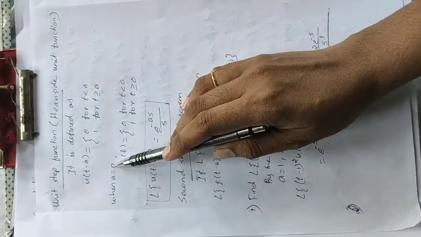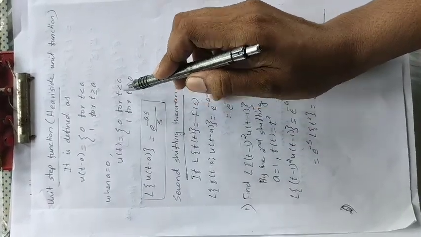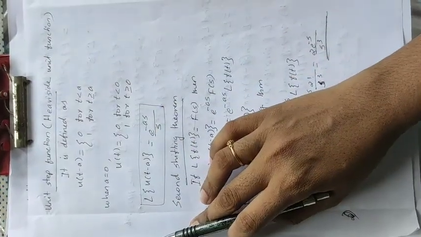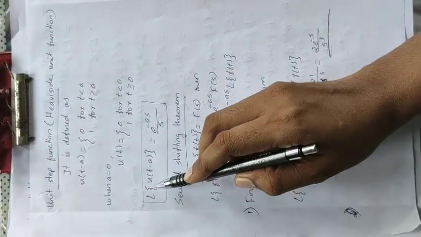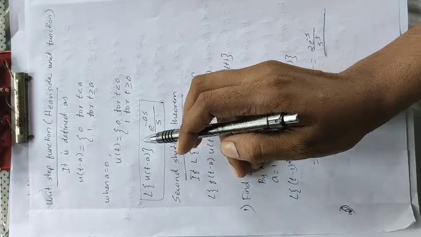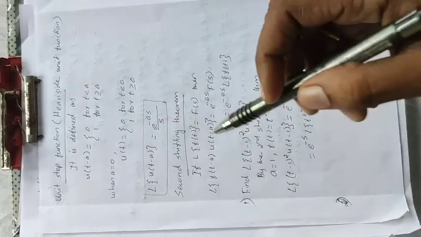When a equals 0, we can write u of t is equal to 0 for t less than 0, and 1 for t greater than or equal to 0. And the Laplace transform of the unit step function is L of u of t minus a equal to e raised to minus as by s. You have to study that.